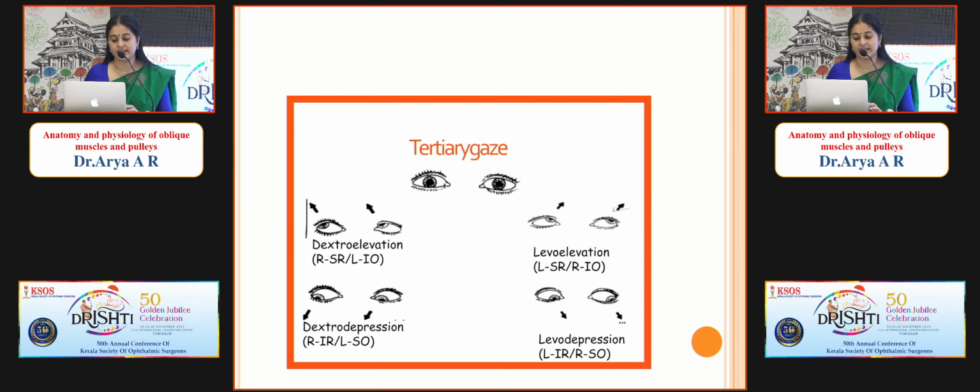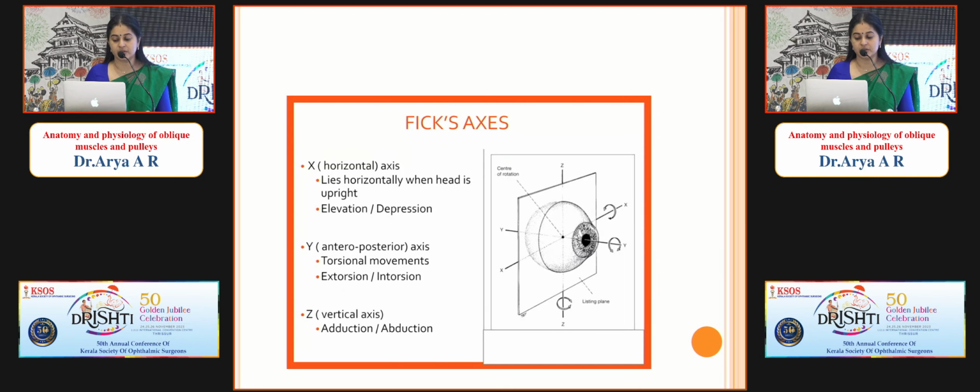Just to show the action of the superior oblique and inferior oblique, in dextrodepression, it is your right inferior rectus and left superior oblique acting. In levodepression, it is your left inferior rectus and right superior oblique. Coming to dextroelevation, it is your right superior rectus and left inferior oblique, and levoelevation, left superior rectus and right inferior oblique.